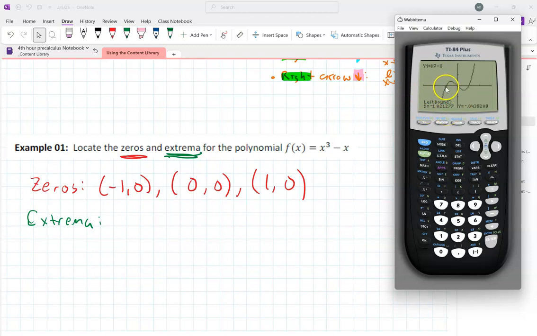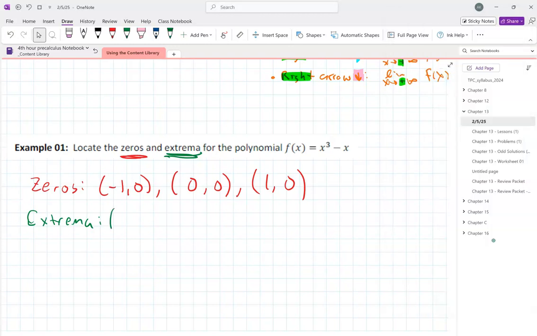So I'm just going to make sure my cursor is on the left-hand side of that maximum. That looks good where it's at. Right bound, I'll move over to the right-hand side of that maximum. Press enter. Guess, it doesn't matter as long as it's in between. So there's my local maximum at negative 0.577, positive 0.385.